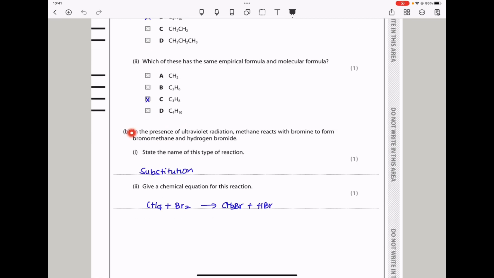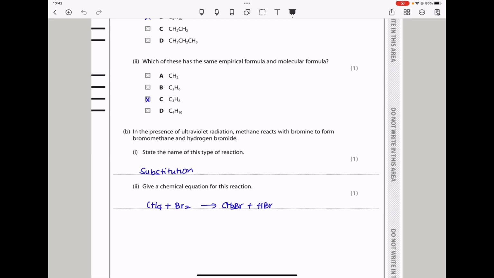In part B, in the presence of ultraviolet radiation, methane reacts with bromine to form bromomethane and hydrogen bromide. State the name of this type of reaction. So this type of reaction is going to be like this. We have methane, which is CH4. It reacts with bromine. If you look at the product side, Br binds onto this and the hydrogen goes away. So this is a substitution reaction.